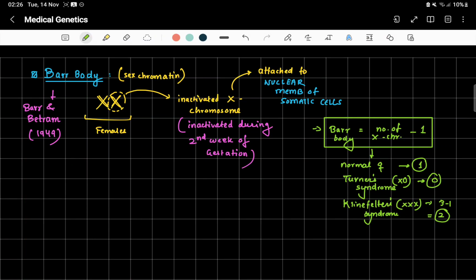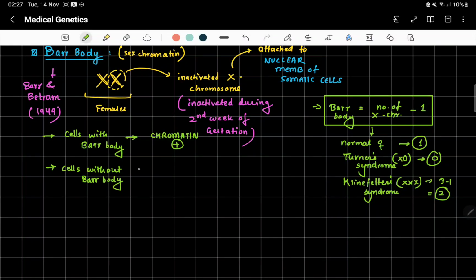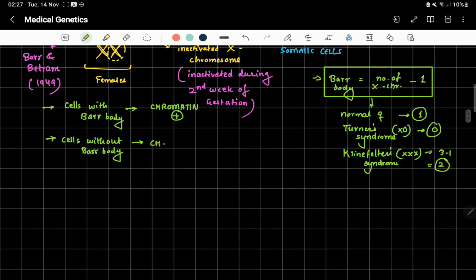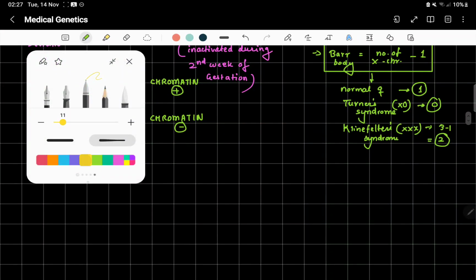And you can write a short note on Barr body. The cells with Barr body are chromatin positive, and cells without Barr body are chromatin negative. Another thing you can write is some morphological features of the Barr bodies.